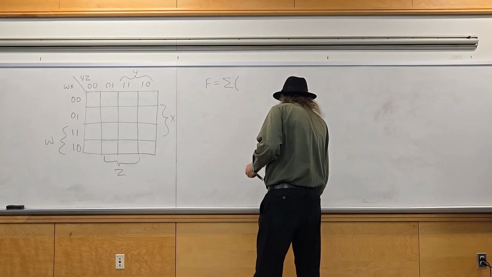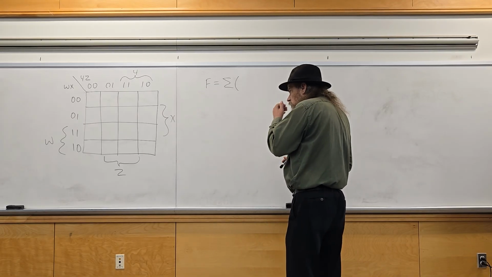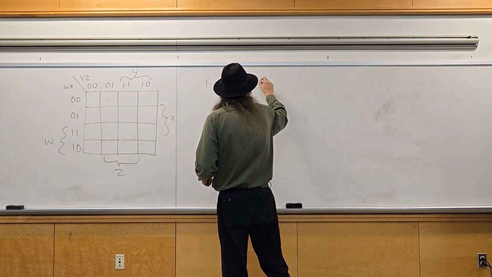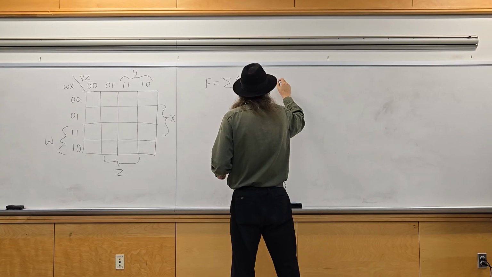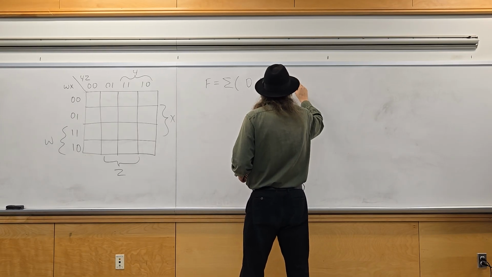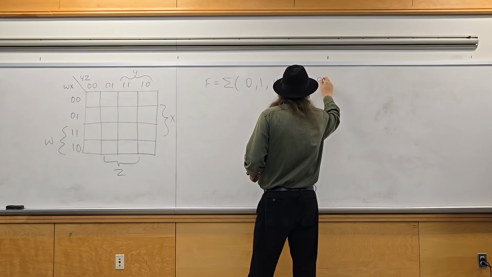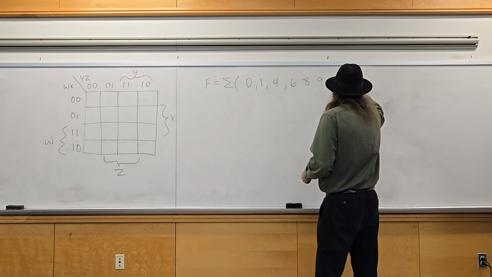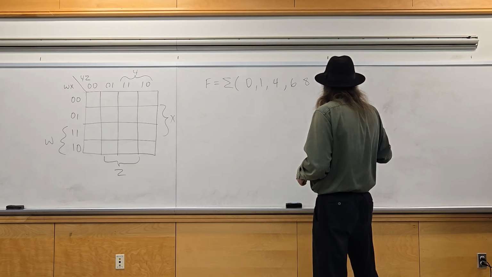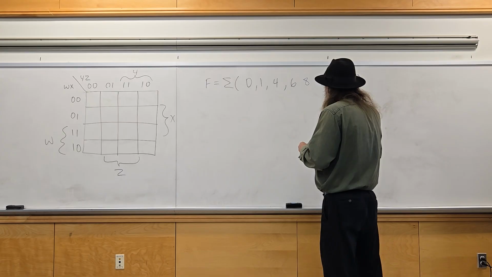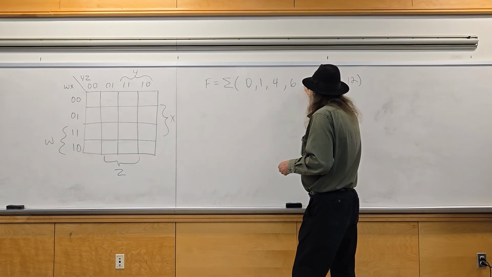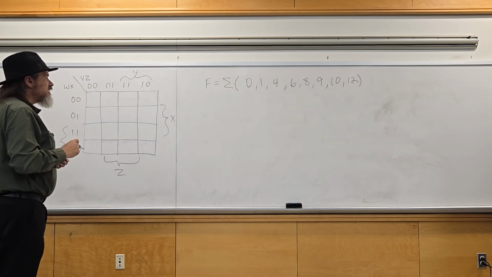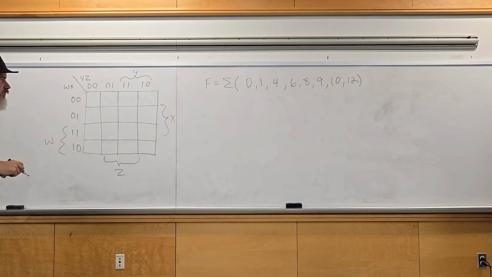All right. Let's say 0, 1, 4, 6, 8, 9, 10, 12. Sounds good. We can put that in here and see which one's going to be easier to do, the sum of products or the product of sums.